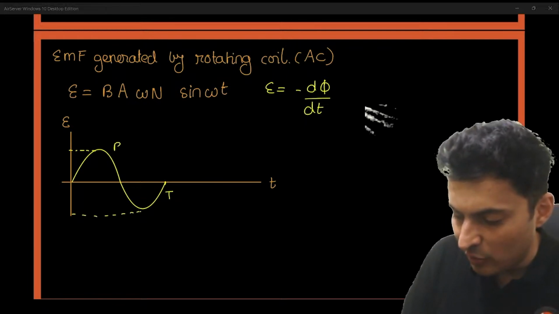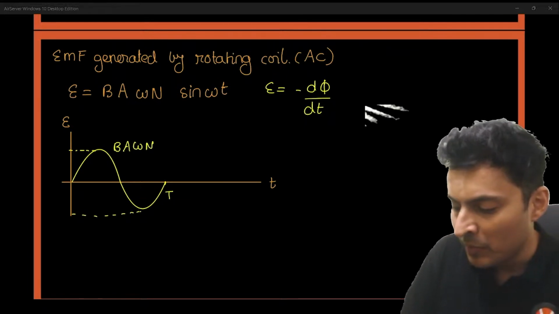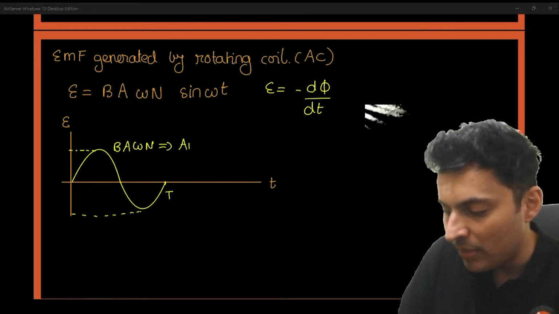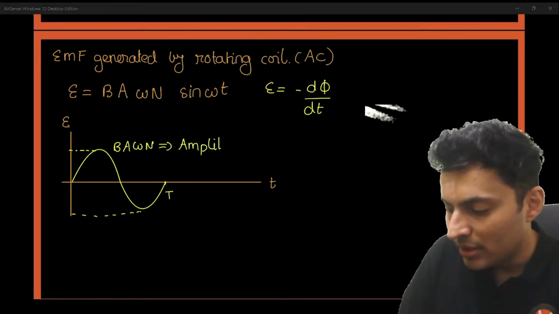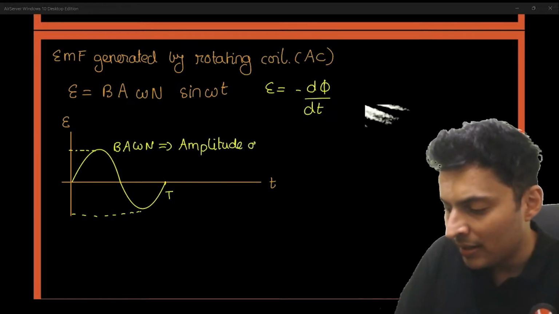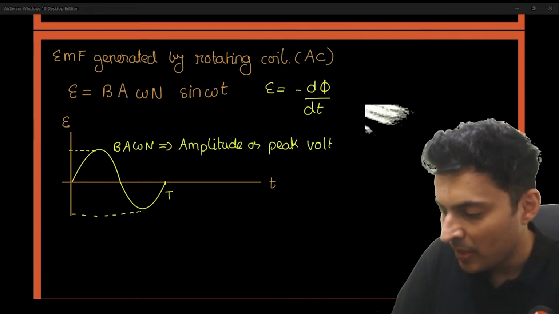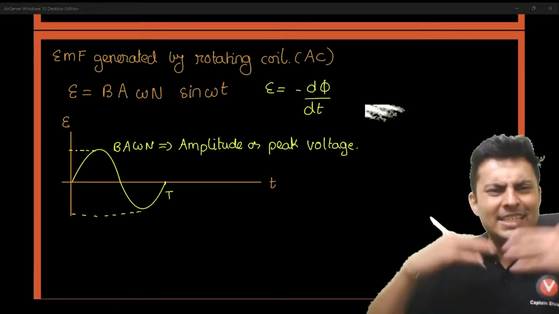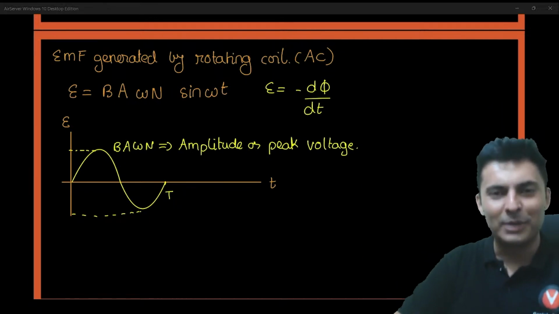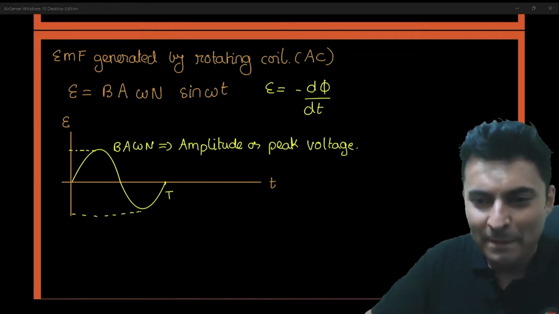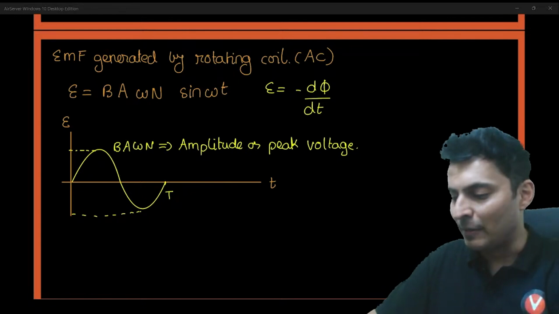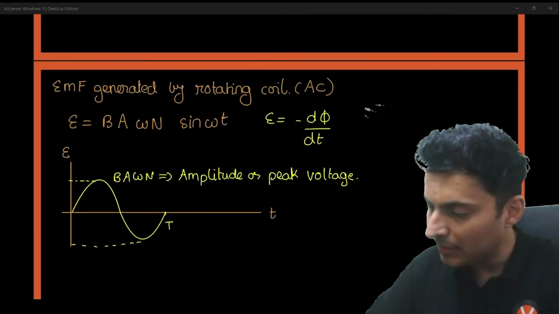The maximum value will be BA omega N, which is also the amplitude, or the peak EMF or the peak voltage. Peak EMF or the peak voltage, that is the maximum voltage that we are talking about. Exactly. Very good. So keep these things in mind. Great.